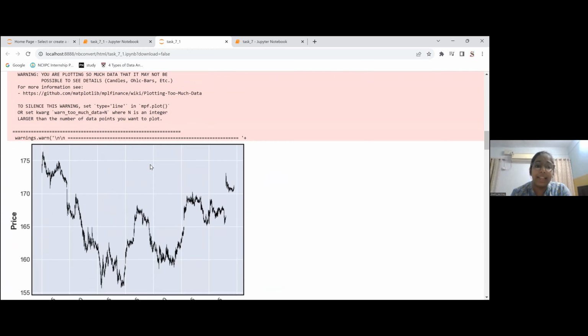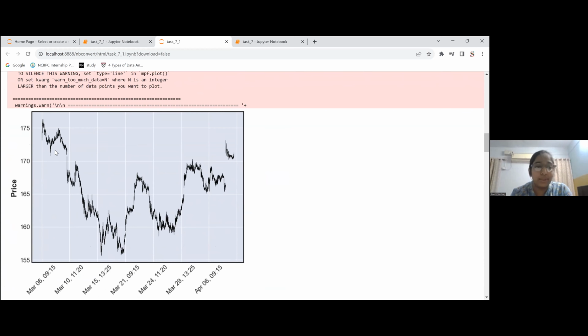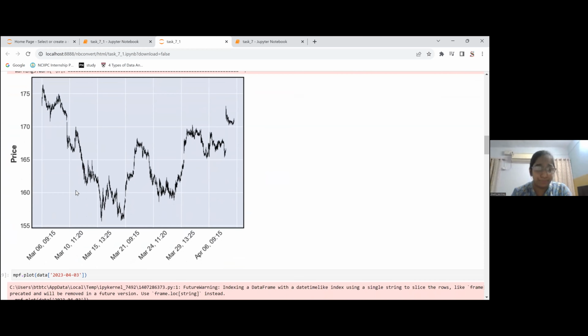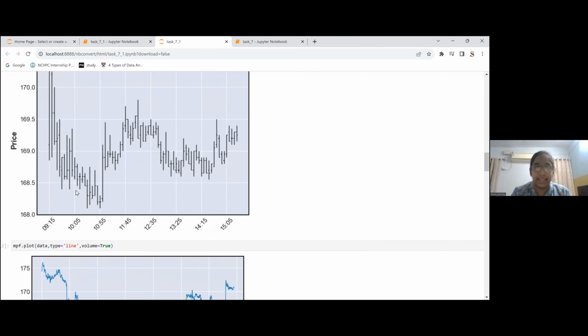The primary reason that it is looking like a line graph is the amount of data. We have a very large amount of data. It is 1,726 rows, which is a really large amount of data to plot. That is why it is looking like a line graph. But if we zoom in further, we get to see that yes, it has plotted an OHLC graph.